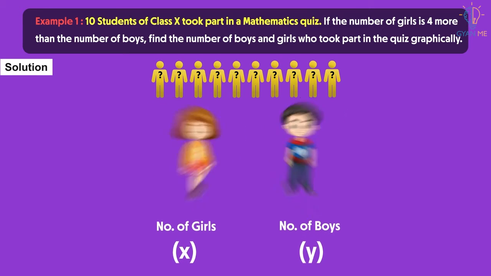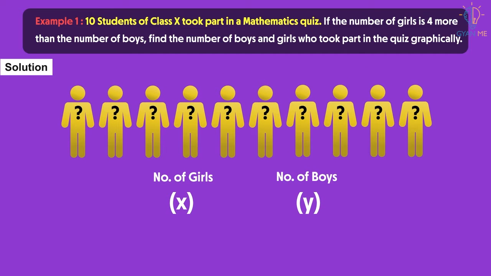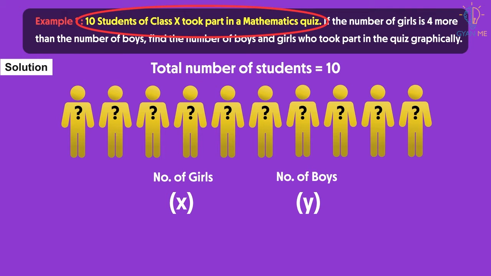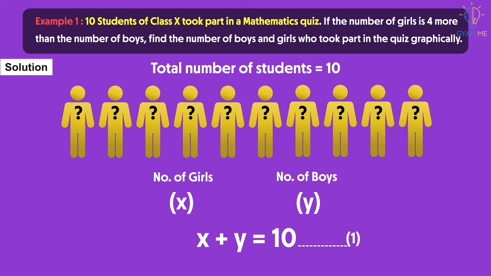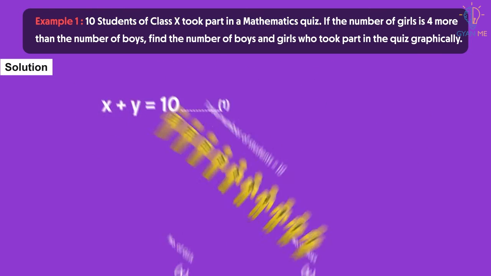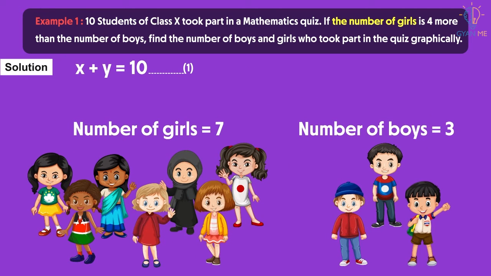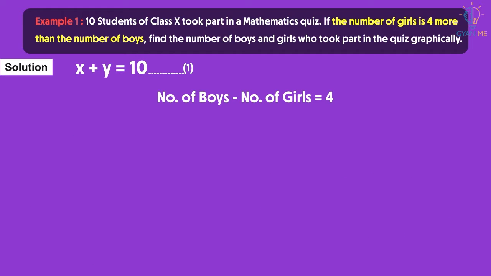Now as per the given conditions in our example, make the equations. The first condition is the total number of students is 10. Therefore, the first equation will be x plus y is equal to 10. The second condition is the number of girls is 4 more than the number of boys. Thus, the difference between the number of girls and boys is 4. That is x minus y is equal to 4, which is our equation 2.